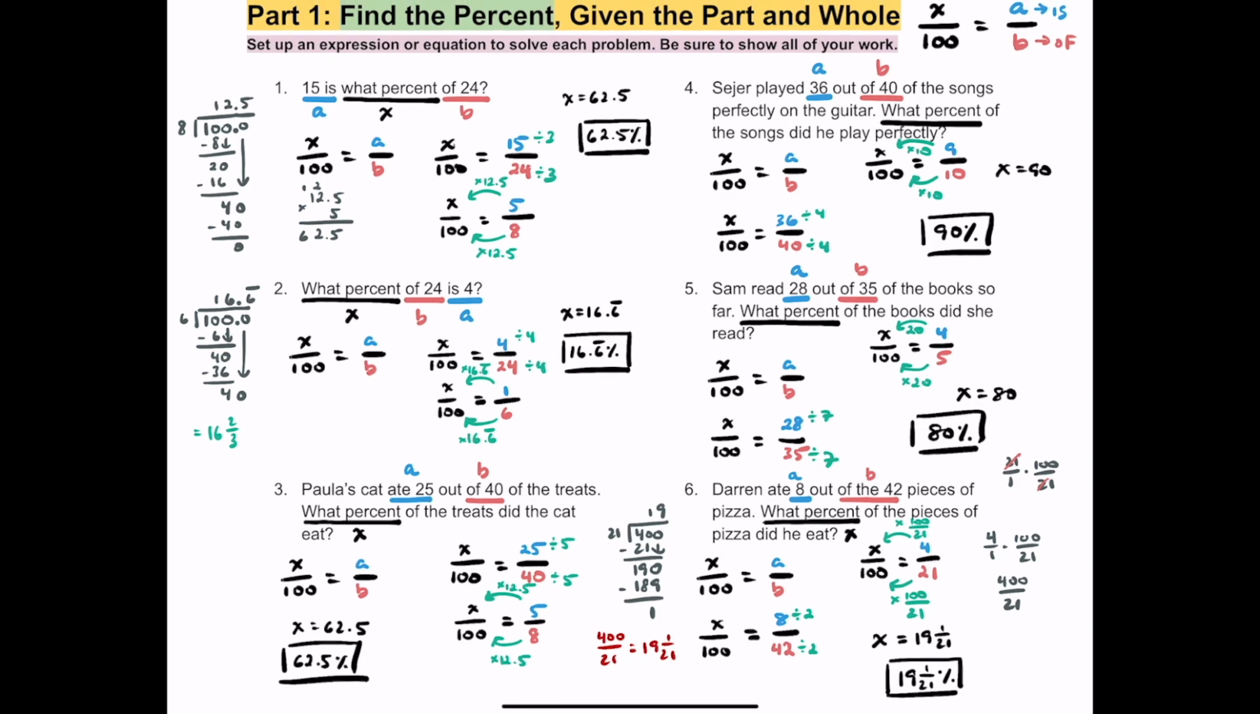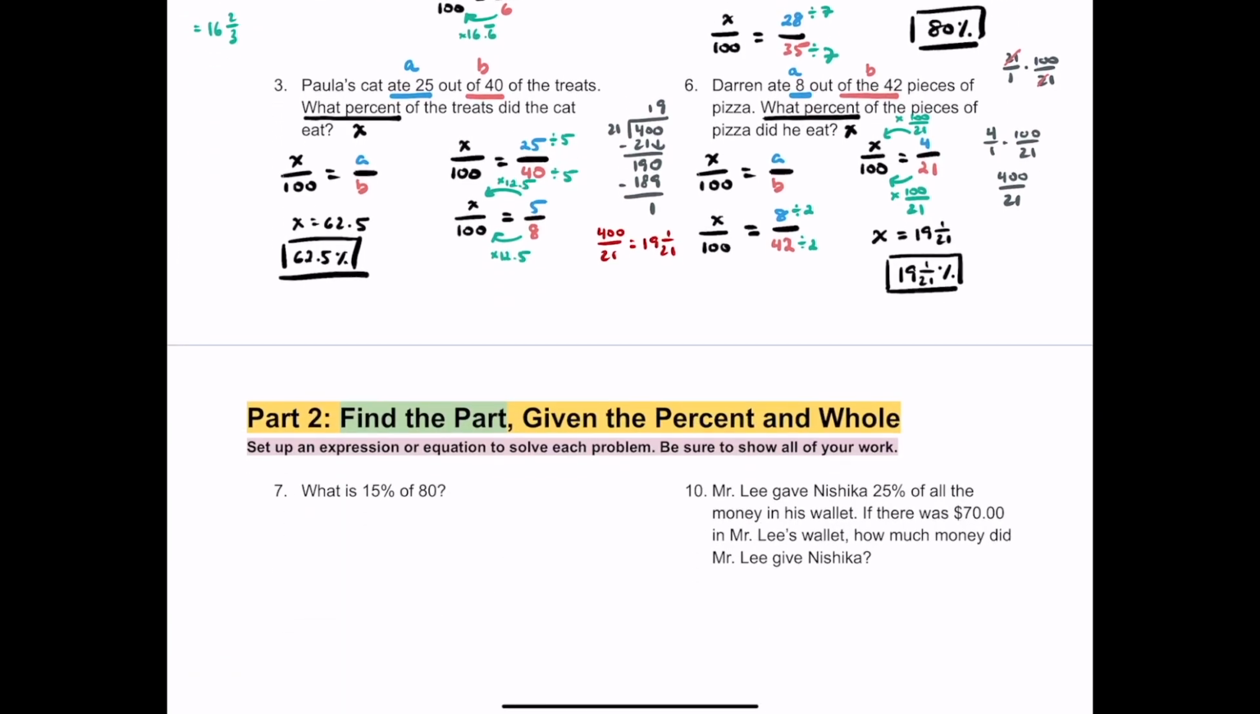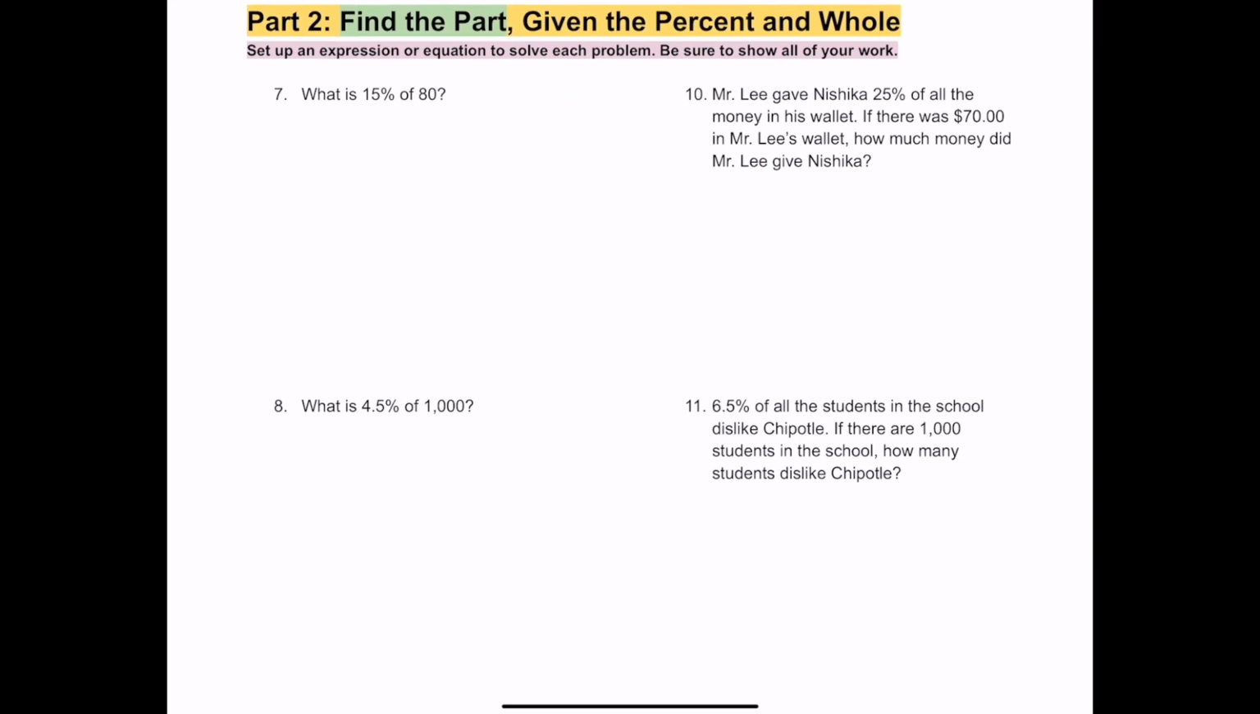All right, so now that we practiced finding the percent in these 6 different practice problems, let's take a look at part 2, where we're going to find the part instead. Now remember, our percent proportion is x over 100 is equal to a over b, so let's see if we can figure out each of those parts.